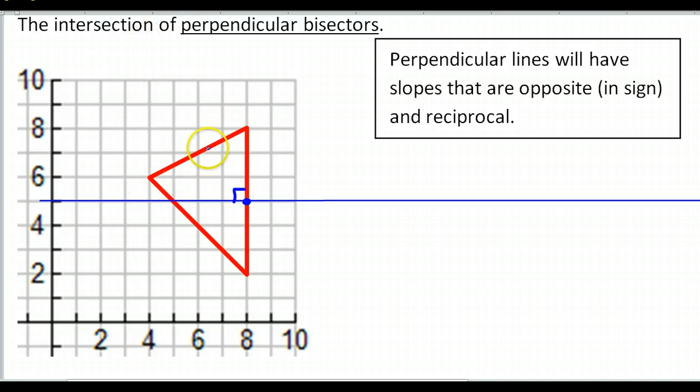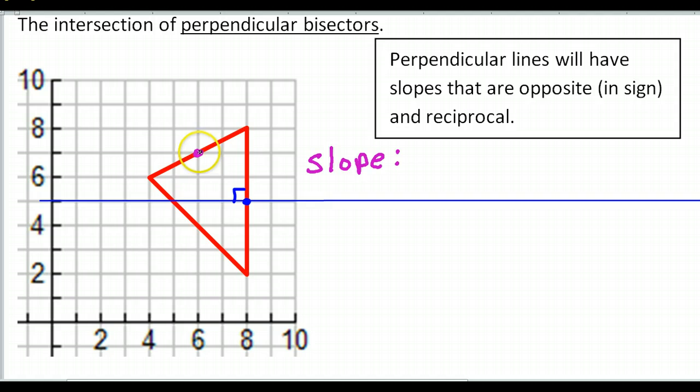Okay, say if I do this side up here. The midpoint is obviously right here. Up 1 over 2, up 1 over 2. This is in the middle. Now, speaking of up 1 over 2, perpendicular lines have slopes that are opposite and reciprocal. So let's talk slope.